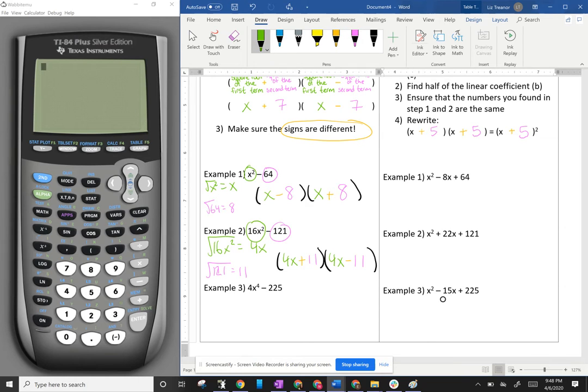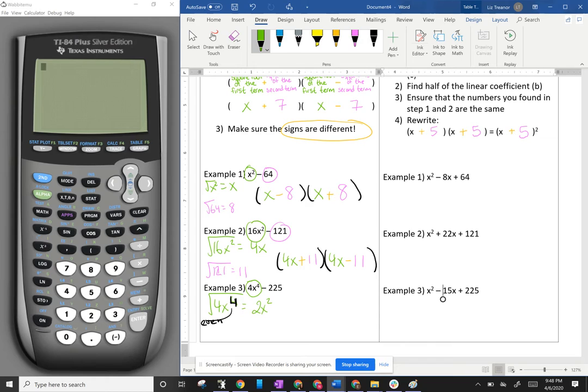Okay, last example. Now we have 4x to the fourth power. The square root of 4 is 2. And we know that a variable with an exponent is a perfect square if the exponent is even. So it does have to be even. And then to find the square root, we're just going to take half of it.